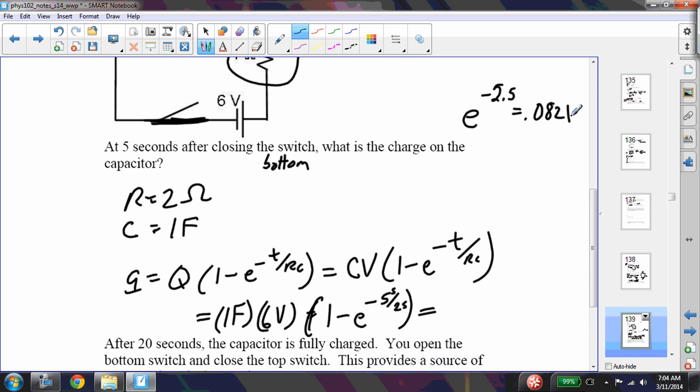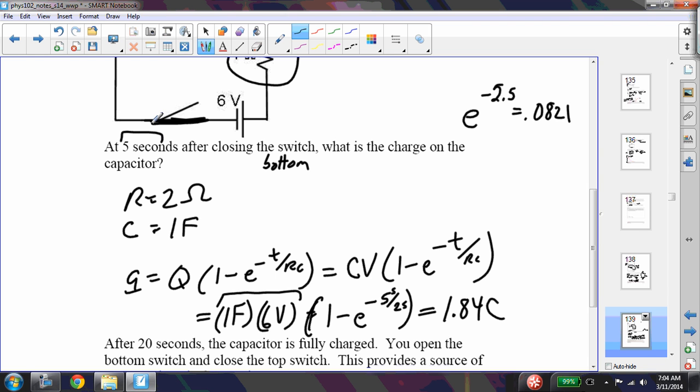The exponential is not a common function that people use, though the exponential function does come up a lot in biological applications, so it's a useful thing to know how to use. And if I do this full calculation, I get 1.84 coulombs. All right, so it's not quite yet fully charged, right, because I can get a maximum of 6 coulombs, but here I'm only about 1/3 charged.